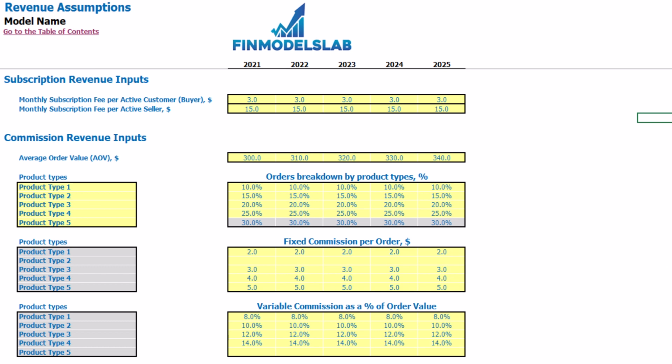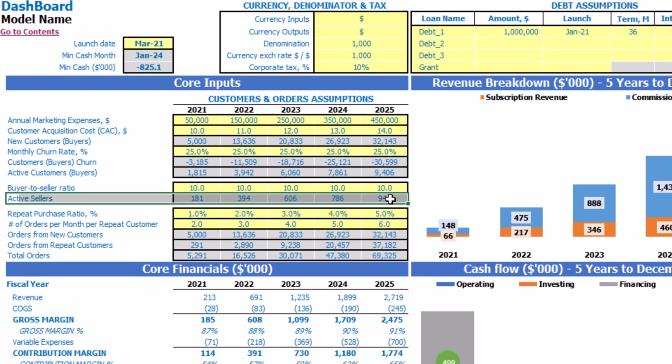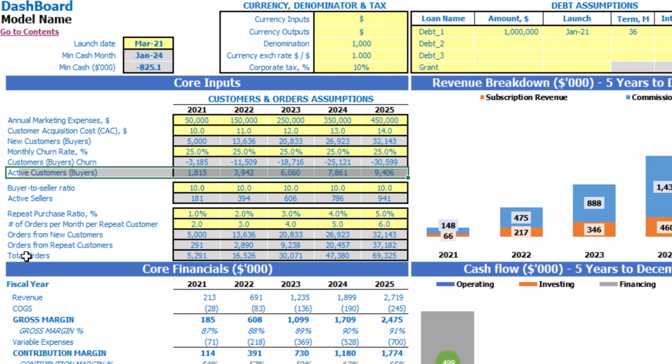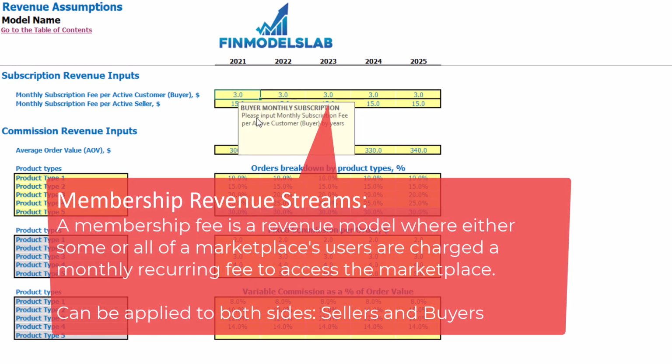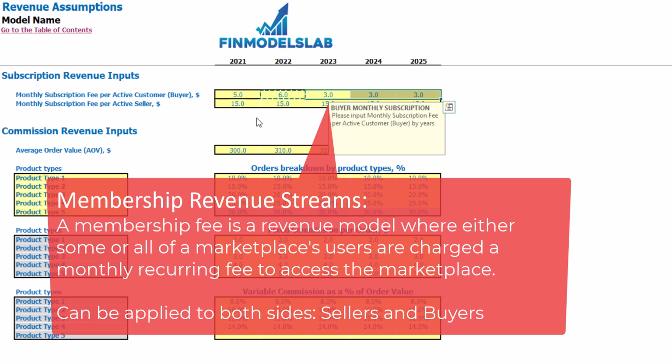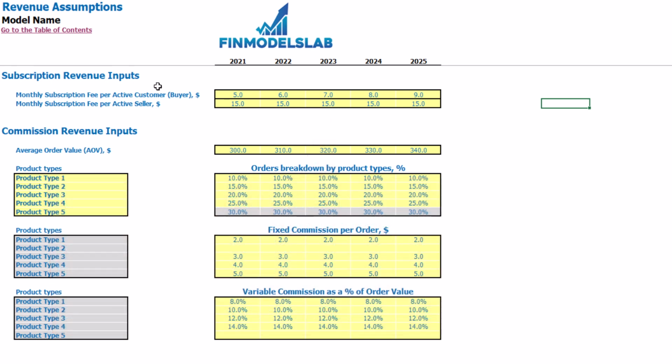Before, on the dashboard, we defined the amount of active sellers, active customers and total orders. So the next step is to set up the monthly subscription fee per active customer and per active seller. It can be flat by years, or it can be, for example, $5 and plus $1 each next year. The same idea for active seller. By knowing the amount of active customers and active sellers by months and the monthly subscription fee, we easily calculate by multiplying one driver by another the subscription revenue by months.